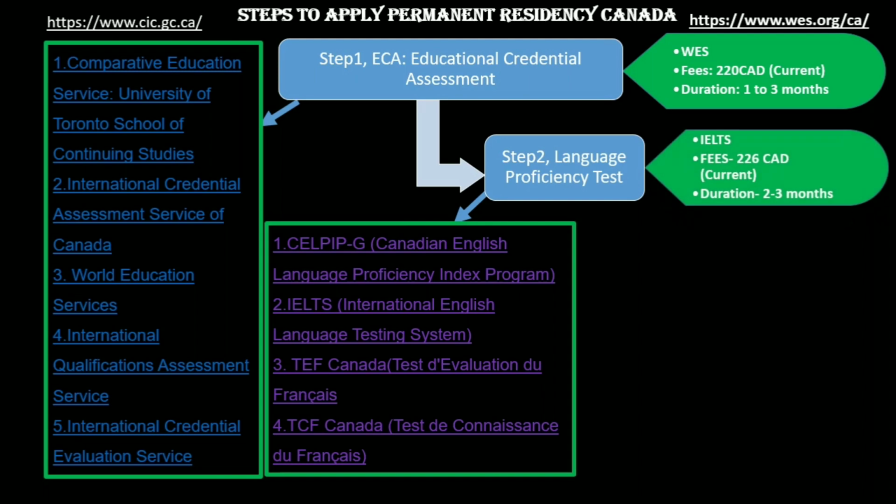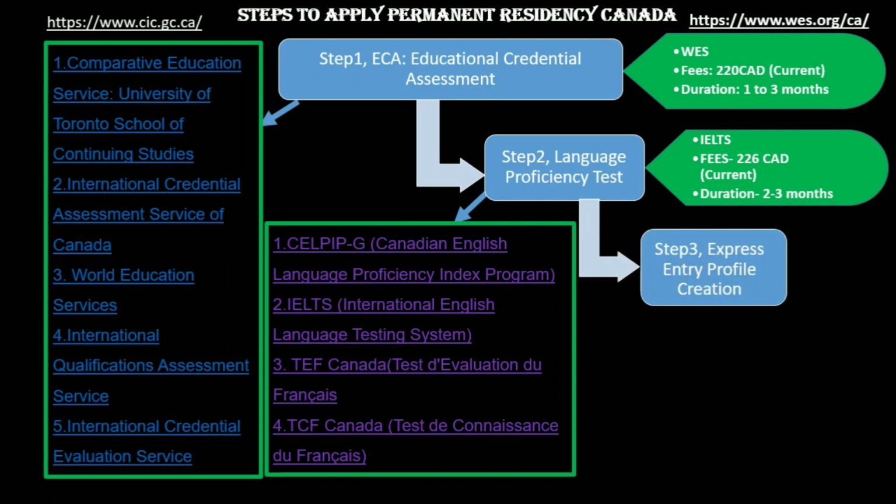I have given IELTS. The fee for IELTS is 226 Canadian dollars as of now, and the preparation time would depend on our own English levels, so I cannot quote it, but I'm just averaging and keeping it as 2 to 3 months. So prepare for the test sincerely and get as high a score as possible. The higher the score, the higher will be your CRS score, so plan accordingly. That's about step number 2.